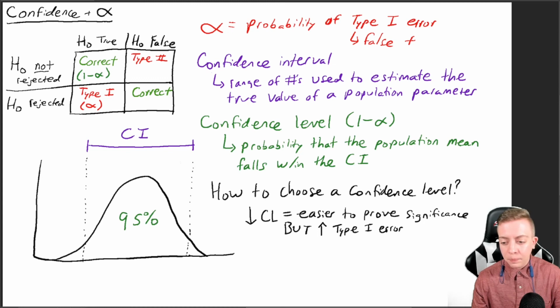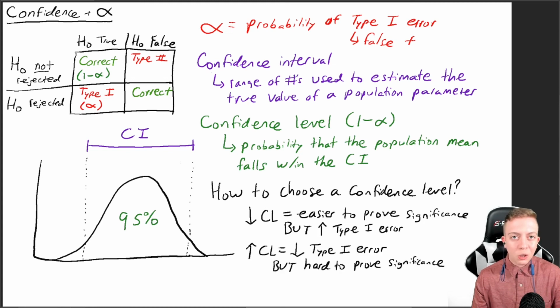So sure, if you lower your confidence level, it's easier to prove your significance, but you're increasing your risk of type 1 error. On the flip side, if I increase my confidence level, I will decrease the amount of type 1 error that I have. I'm less likely to commit this error, less likely to have a false positive. However, that means that it's going to be a lot harder to prove significance.